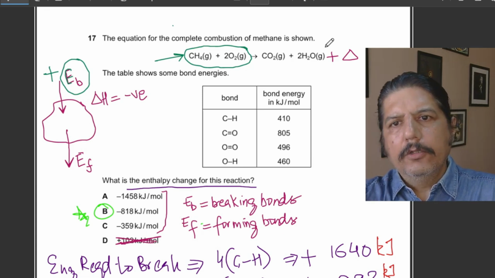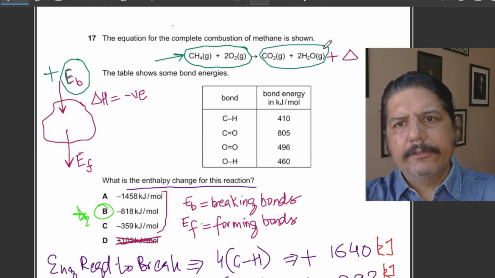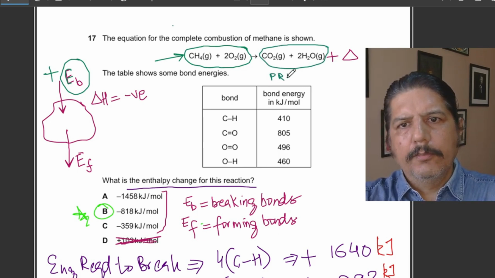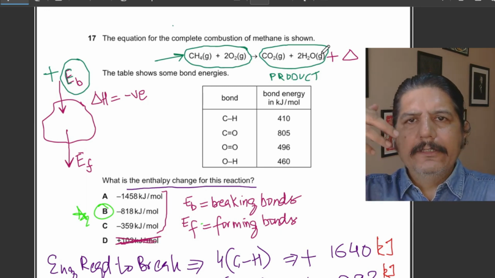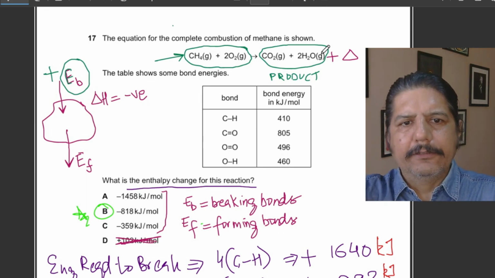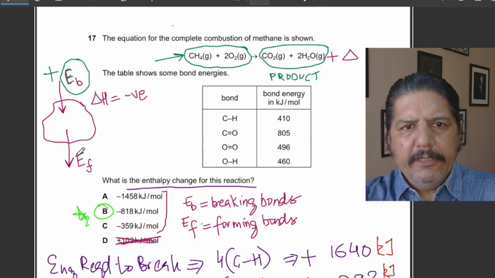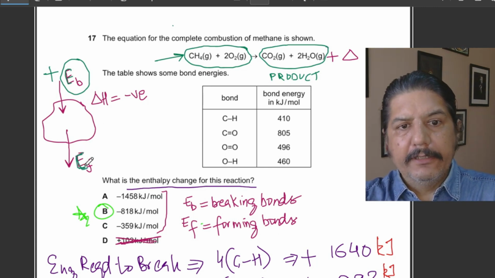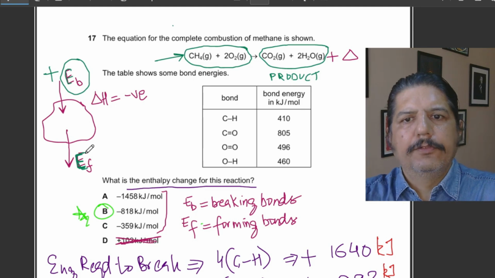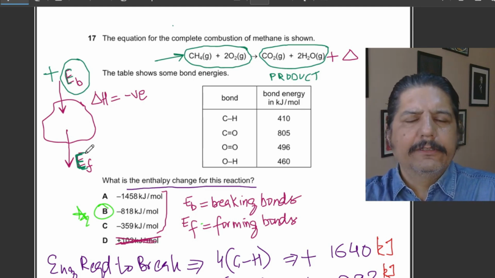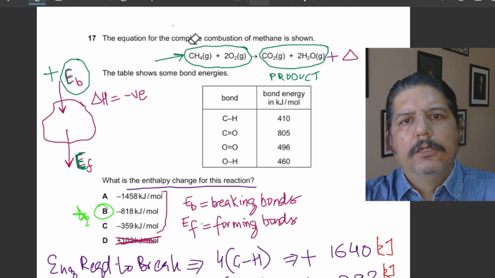And on the product side, new bonds would be formed. Now, whenever new bonds are formed, energy is released. So EF would be the energy which will be released when new bonds are formed. I hope this is making clear. Otherwise, you can look at the calculation, then it will start making sense.